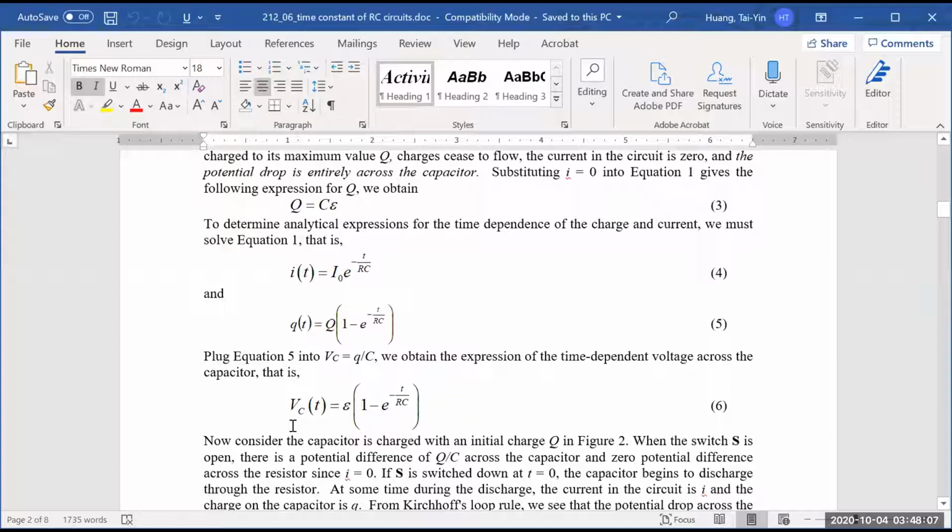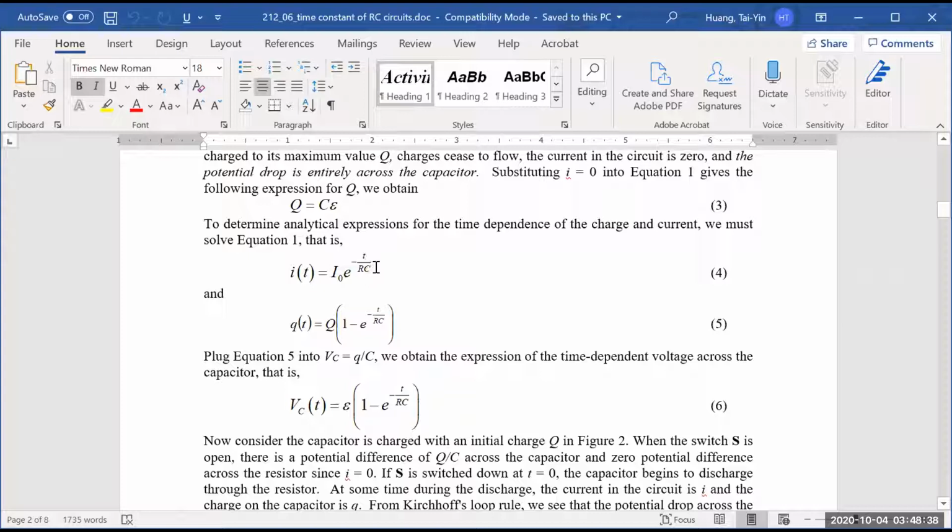Likewise, the voltage across the capacitor is the EMF, the maximum voltage that can be attained by the capacitor, times 1 minus e to the minus t over RC. And your current is also a function of time, which is I naught times e to the minus t over RC. And this indicates that your current is not static, it's actually changing with time.